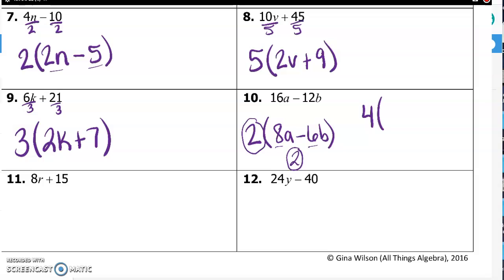So you always want to check to make sure you don't have anything else that can go in. So that's why we like to find our biggest number first, but if you don't, you can just keep working on it. So now I can divide by 4. 16 divided by 4 is 4, bring the a down, minus 12 divided by 4 is 3, bring the b down. Now there is nothing that goes into 4 and 3, so we're finished.